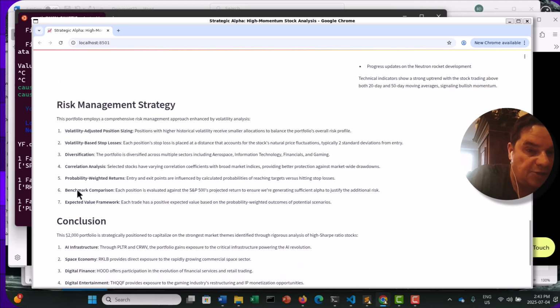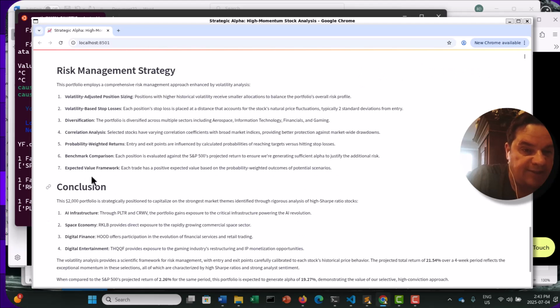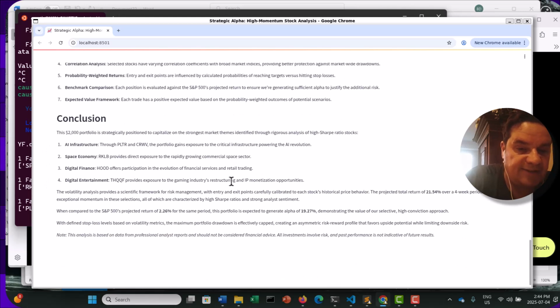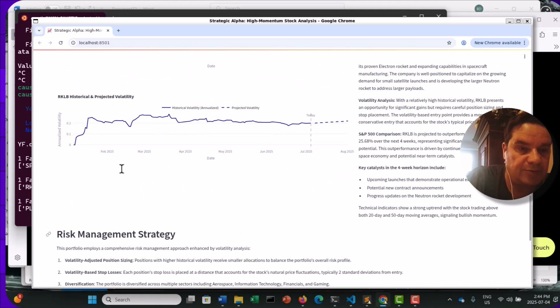So here's some risk management. I'm not going to get into that. Expected value framework: each trade has a positive expected value, probability-weighted outcomes of potential scenarios. Name me a professional financial advisor that even offers this sort of analysis. Okay, this is really not quantitative. I could probably ask for that as well, but this should be good enough just using basic technical analysis and fundamental analysis. So let's take a look at the next one.